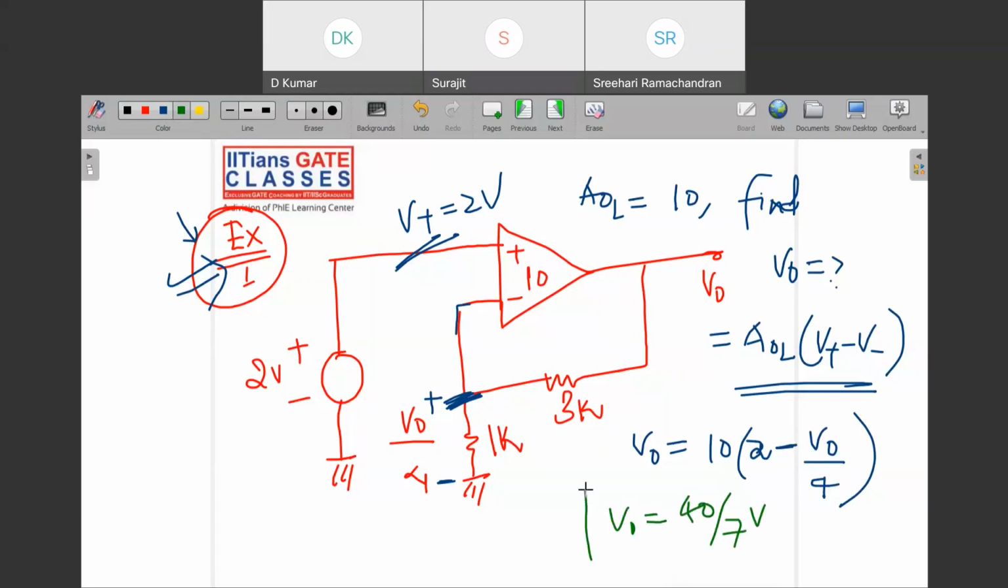Otherwise, what many will do is they will draw the equivalent for this and waste time. So this is the answer. Very good.